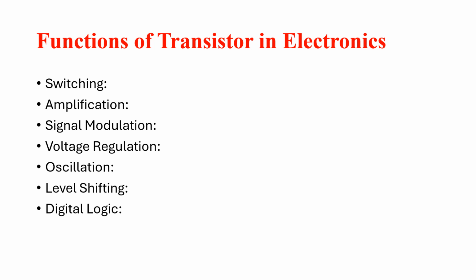Oscillations. Transistors are key components in oscillator circuits, generating periodic signals used in clocks, timers, and various types of transmitters. Level shifting. They can shift voltage levels in circuits, enabling interfacing between different voltage domains, such as connecting a low power microcontroller to high voltage devices.